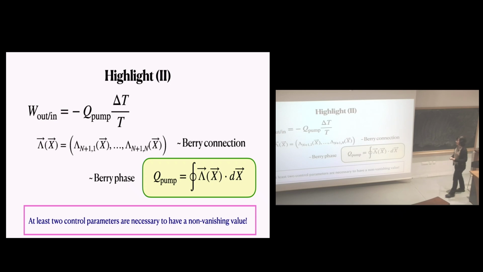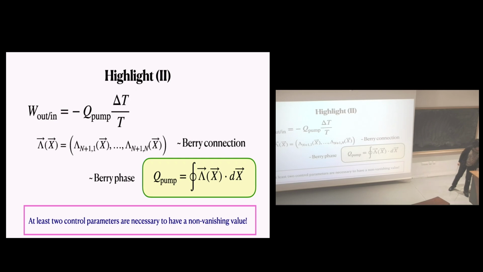And the other thing is that this pumping component has a geometric structure. I already mentioned that you can express it in terms of this line integral. So an important take-home message here is that in order to have this integral different from 0, you need at least 2 driving parameters. If you have just one parameter changing in time, you won't get any thermal machine, at least working at slow driving.